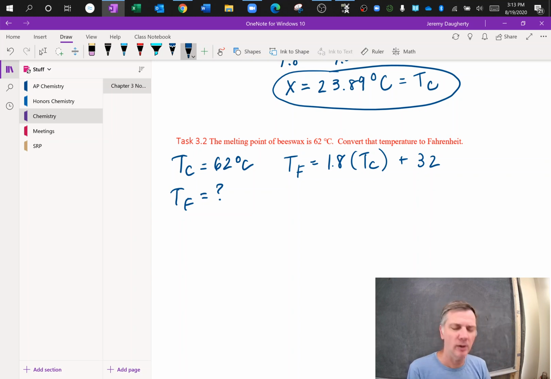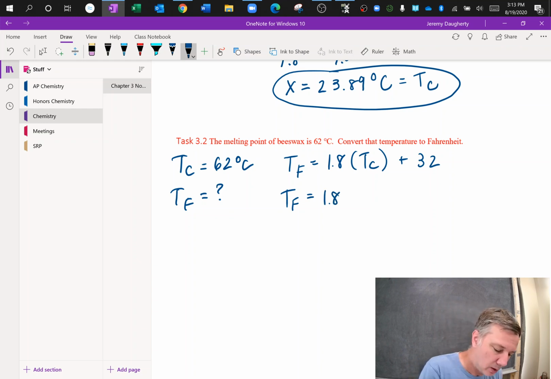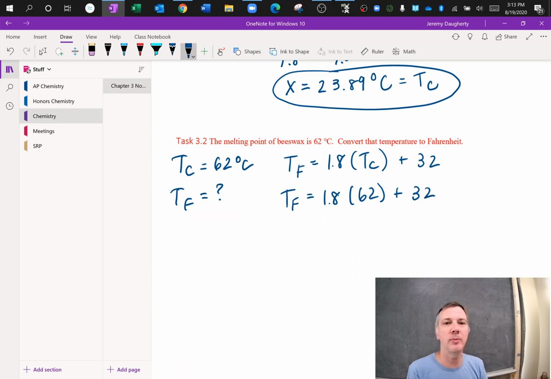Okay, let's plug in everything that we know. We're looking for the temperature Fahrenheit, so we don't know that. Last time I made that an X. This time I'm going to leave it as temperature Fahrenheit. 1.8, my temperature Celsius is 62 plus 32. This one seems to be a little bit easier of an algebraic problem. So let's bring my calculator back in.